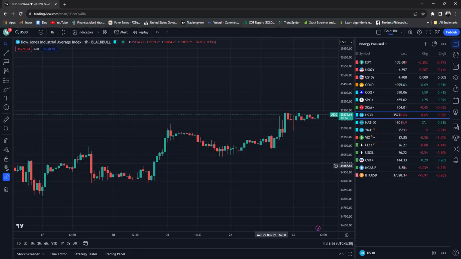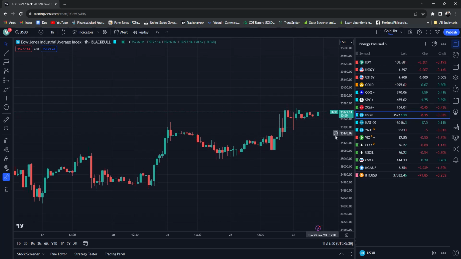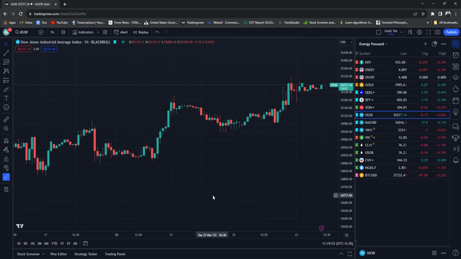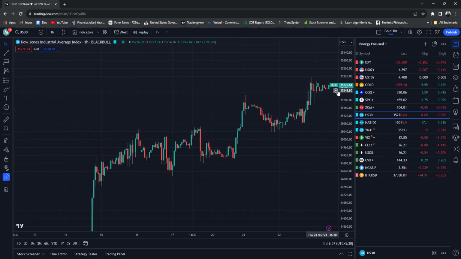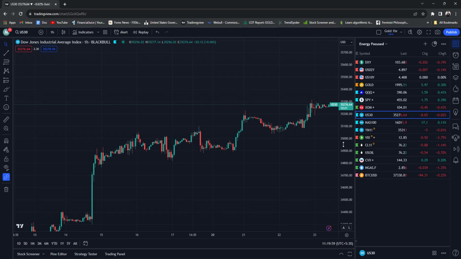So, as you asked, I'll try to explain how to use different indicators on TradingView. This is the US 30 Dow 1 hour chart, and let's say this is the price axis.